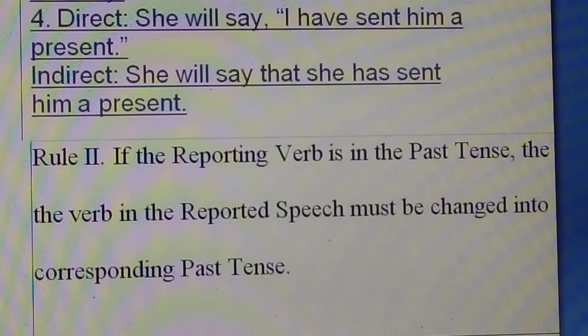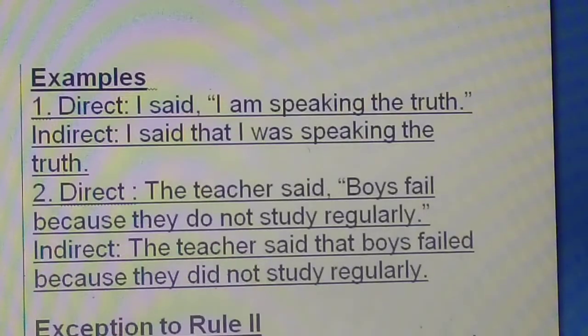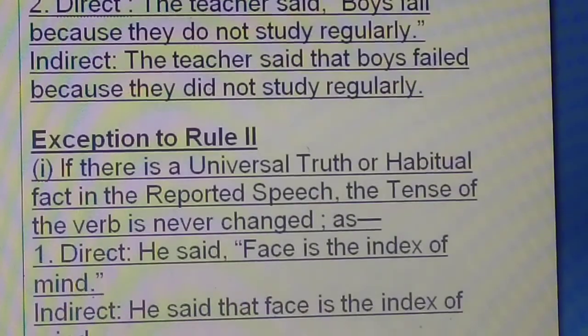If the reporting verb is in the past tense, the verb in the reported speech must be changed into the corresponding past tense. Examples. I said, I am speaking the truth. Indirect: I said that I was speaking the truth. See, the tense changes. Direct: the teacher said, boys fail because they do not study regularly. Indirect: the teacher said that boys failed because they did not study regularly.